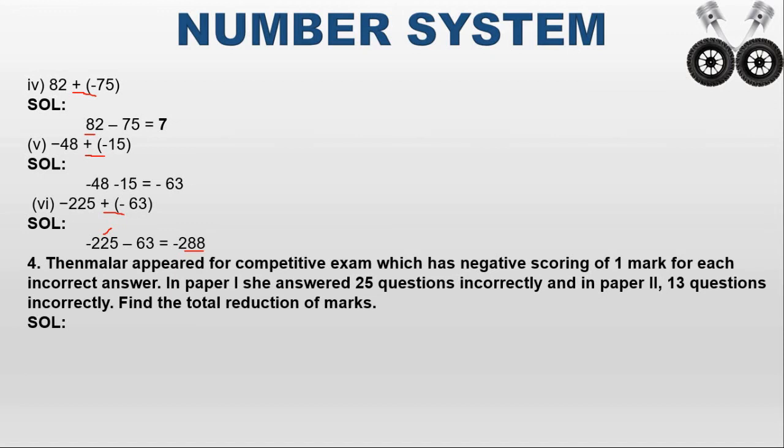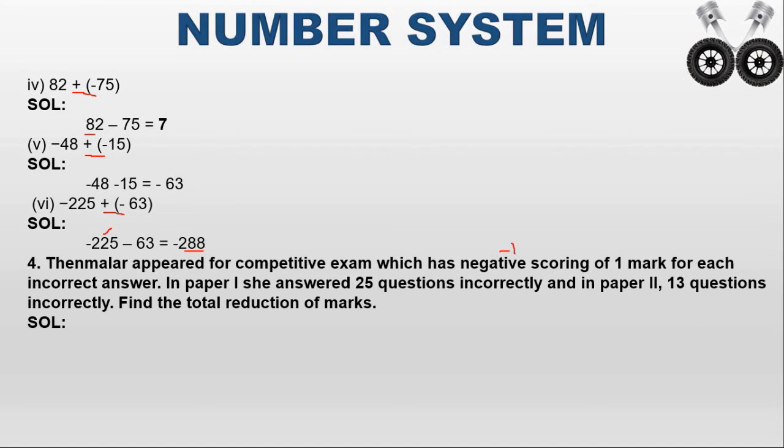So negative scoring of 1 mark means minus 1 for each incorrect answer. In paper 1, she answered 25 questions incorrectly, and in paper 2, 13 questions incorrectly. Find the total reduction of marks. So what is given here? Steinmeier is one of the students who appeared for the competitive exam. In that exam, if we answer any question incorrectly, the mark will be reduced by minus 1 for each incorrect answer.